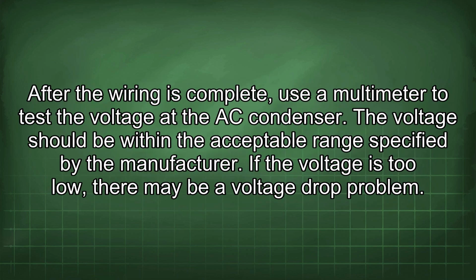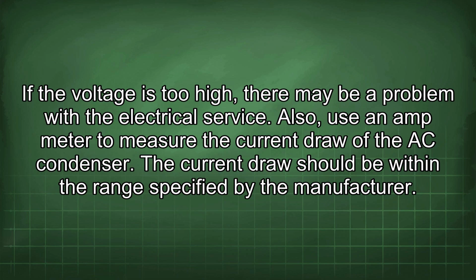After the wiring is complete, use a multimeter to test the voltage at the AC condenser. The voltage should be within the acceptable range specified by the manufacturer. If the voltage is too low, there may be a voltage drop problem. If the voltage is too high, there may be a problem with the electrical service.